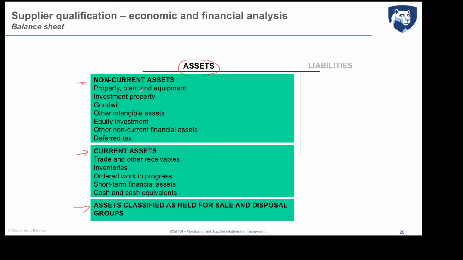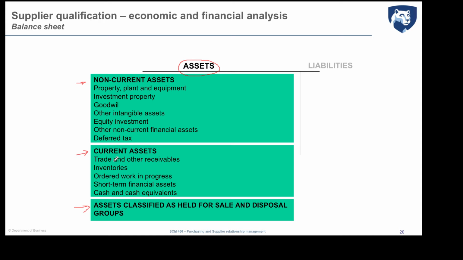Non-current assets are all the assets that extend their value beyond the current accounting year, like property, plant and equipment, investment property, goodwill, other intangible assets, equity investments, other non-current financial assets, and deferred tax. So they are all the assets that are owned by the company today and that the company expects to own also after the current year.